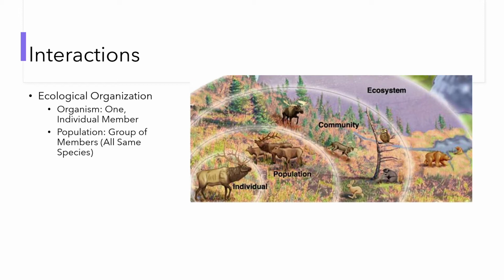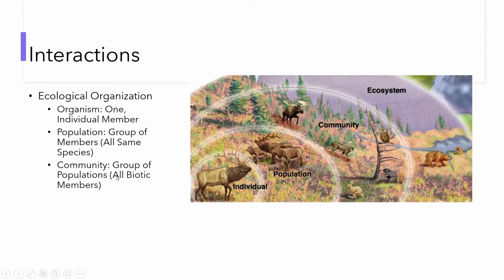Population is a group of organisms, a group of members. They're all going to be the same species. So population is all of the elk here, not just this elk, it's all of the elk. Going forward from there, community is a group of populations, so multiple different families, if you will. They're all grouped together in a community.